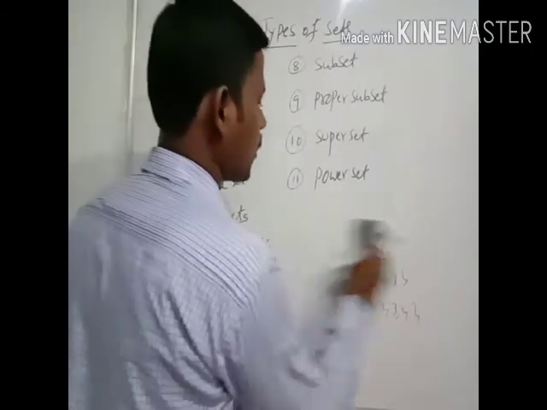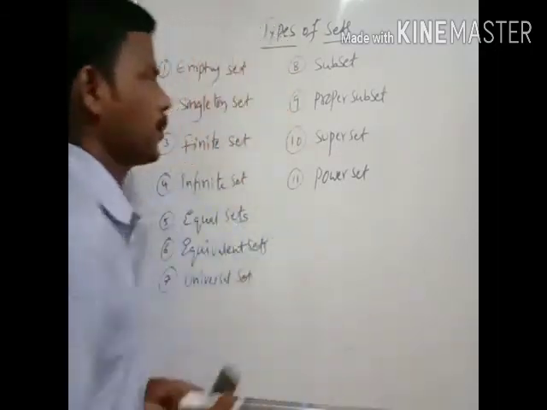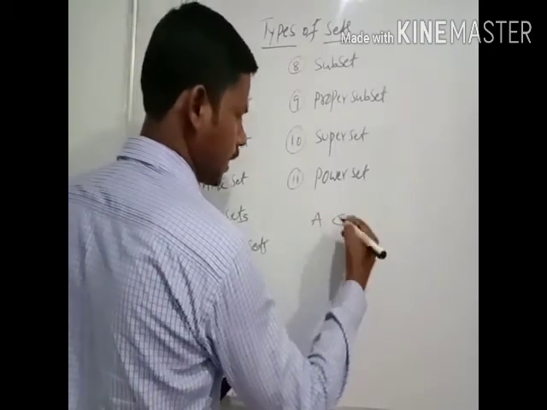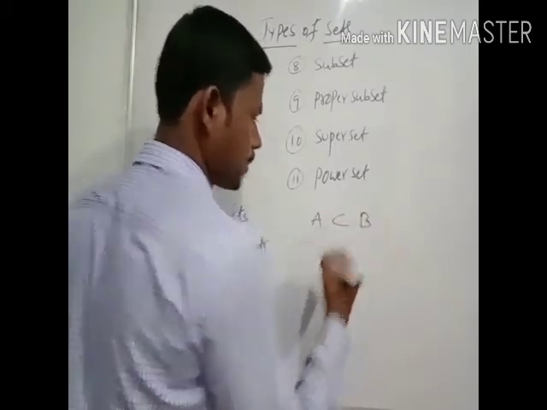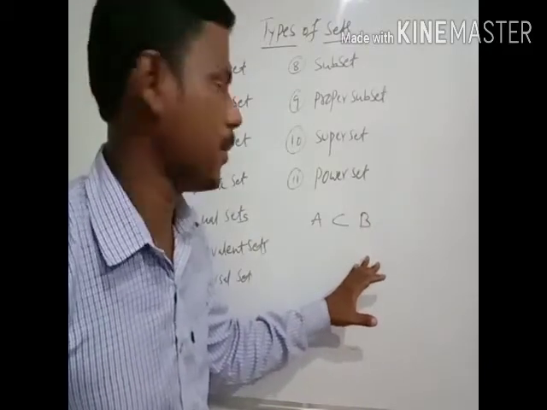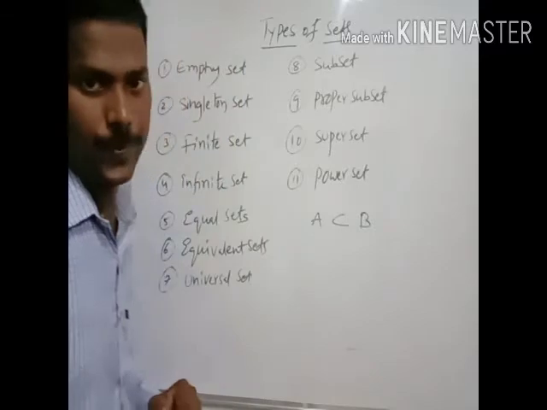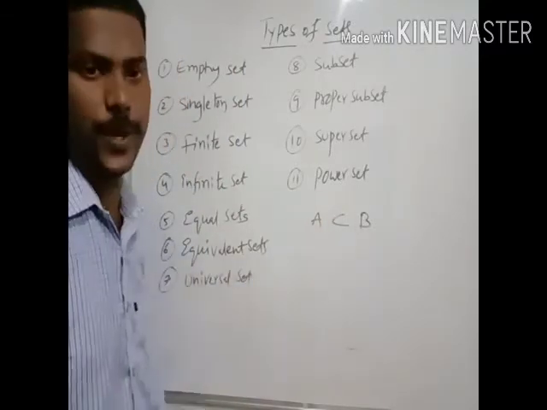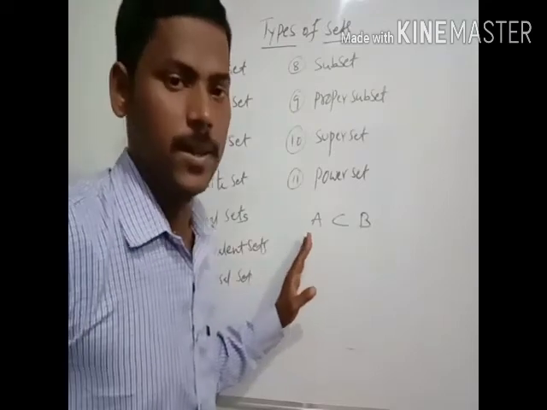Next, proper subset. What is a proper subset? A is said to be a proper subset of B means B has at least one element more than A. Then we call A a proper subset of B. Okay, children?